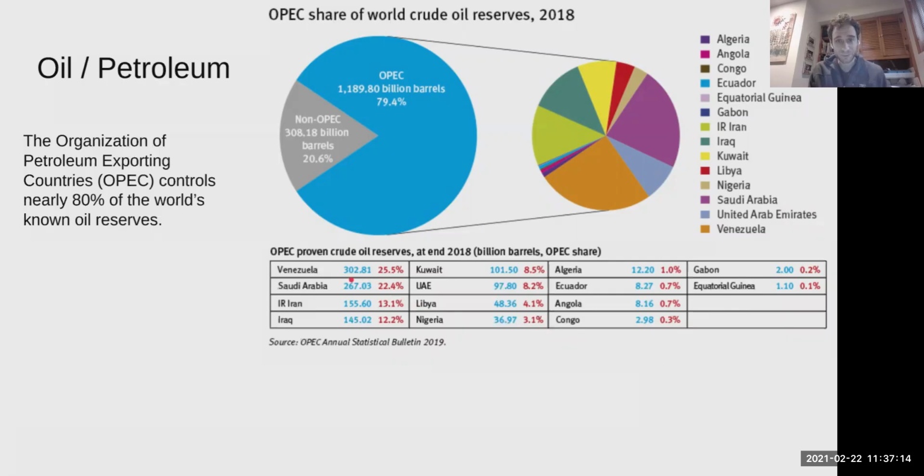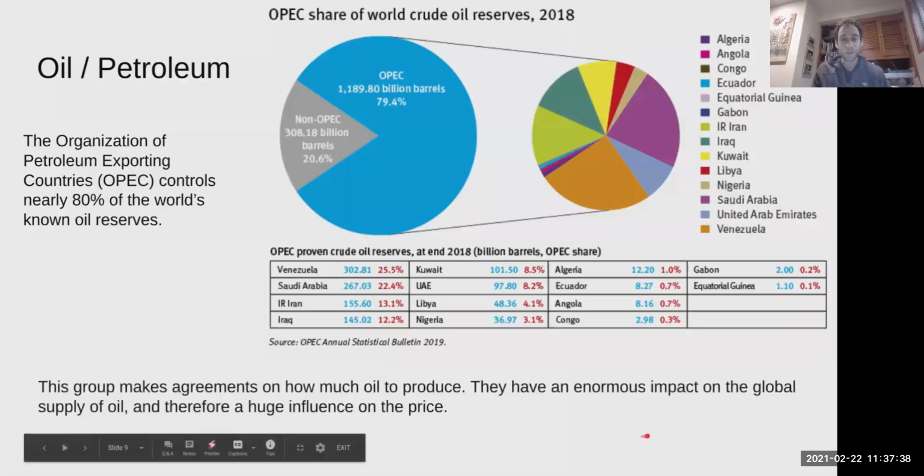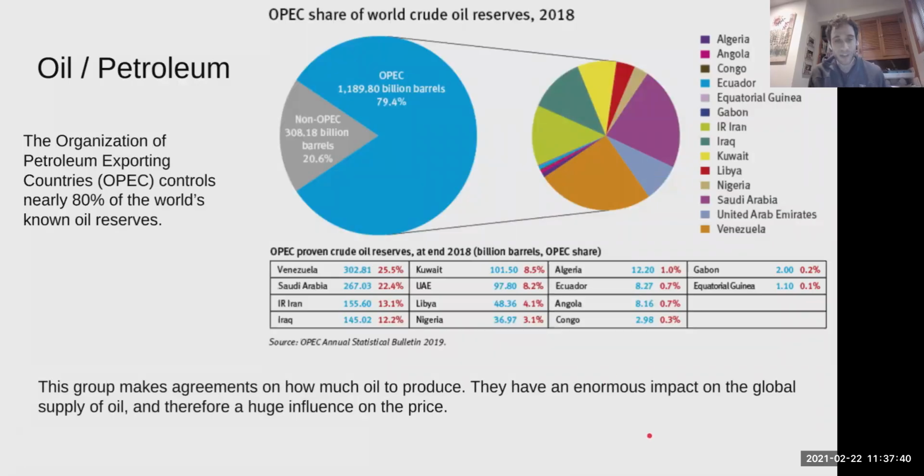Look at Venezuela, which represents 25% of the OPEC crude reserves, and Saudi Arabia 22%, and then all down to the others. But together as an organization, they represent 80% of the world's known oil reserves. So this organization is really significant in the oil market. And what they'll do is, as a group, make agreements on how much oil to produce, because that's going to impact price.